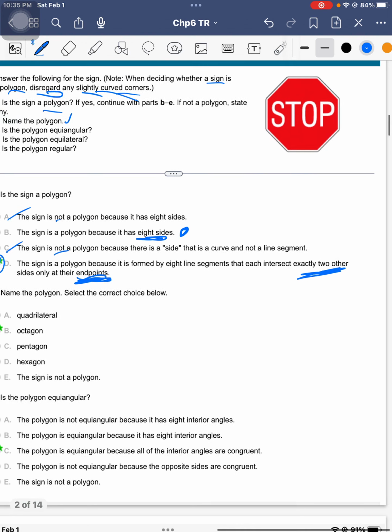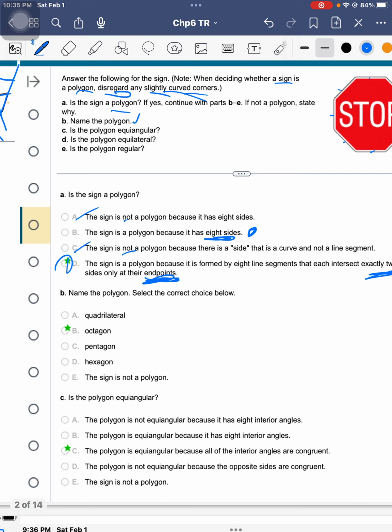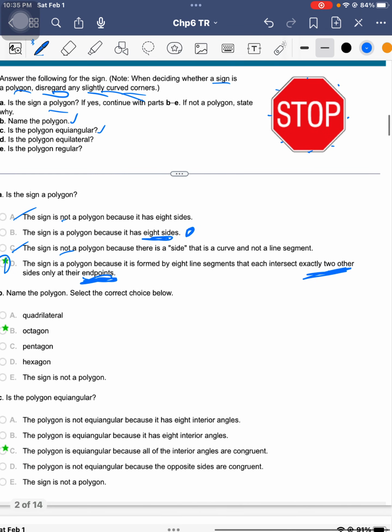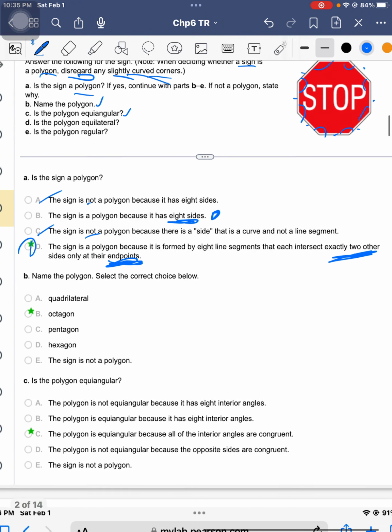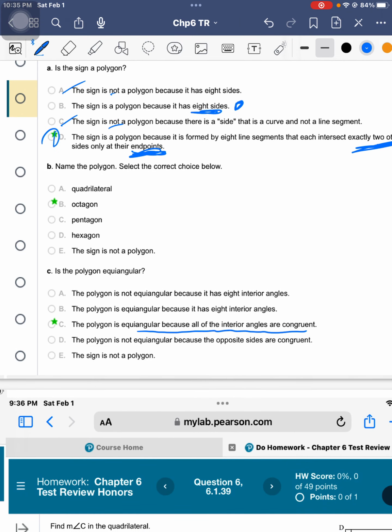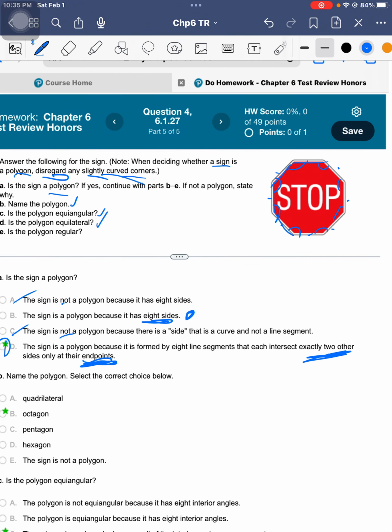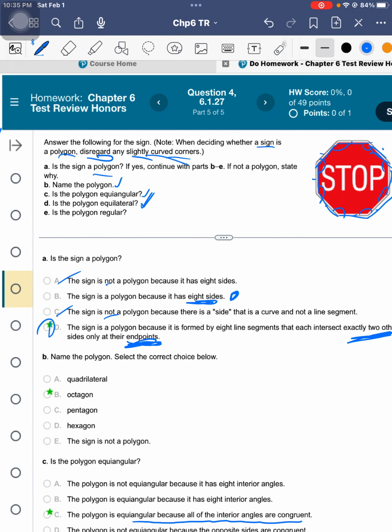B, name the polygon. It has 8 sides. 1, 2, 3, 4, 5, 6, 7, 8. So it's an octagon. Is the polygon equiangular? Yeah. It wants you to assume that everything looks good. The polygon is equiangular because all the interior angles are congruent. D, is the polygon equilateral? Yeah, same thing. They want you to assume that if they look congruent, they are congruent. So this is yes. And then is the polygon regular? Yeah. Why? Because it's both equiangular and equilateral.